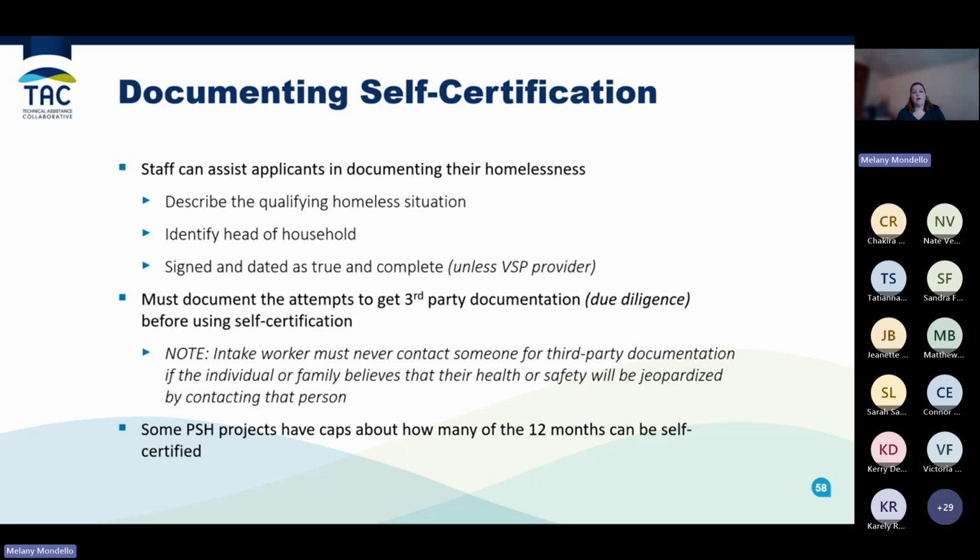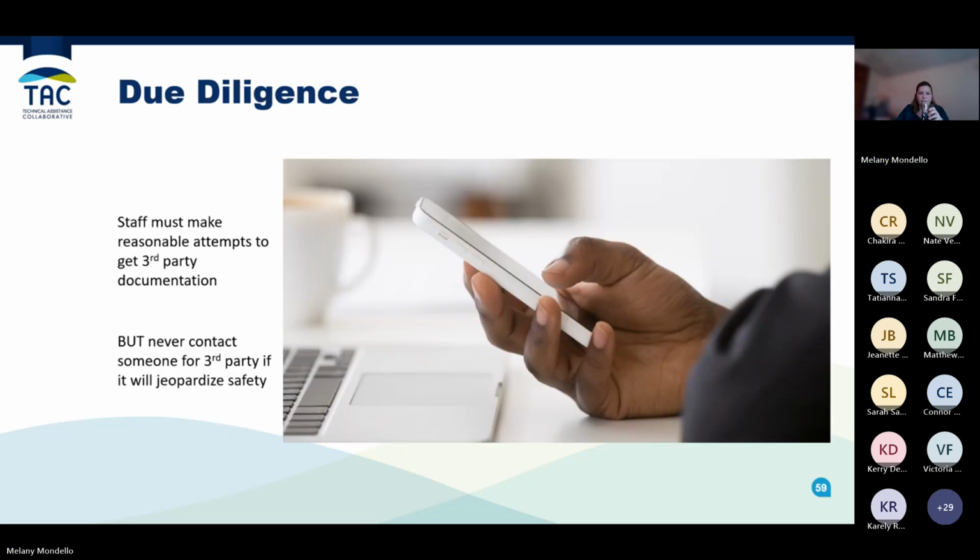And then if you're a PSH project, it's really important to know there are caps for some of you on how many of your 12 months can be self-certified. So we'll talk more about that in a little bit for PSH programs, but there are caps on how many months can be self-certified depending on what you chose on your application.